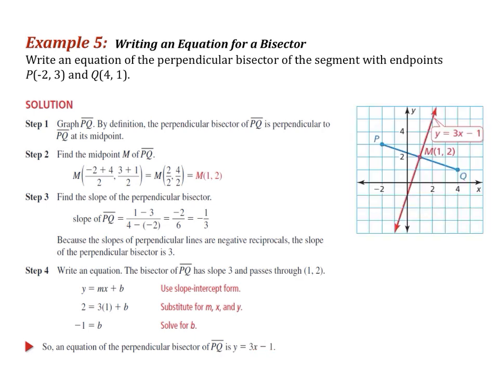And here's a visual on graph paper. If you're using graph paper to help you visualize, this is what it should look like. So we have the original segment PQ. Here's our perpendicular bisector. Midpoint M, which is located at (1, 2).